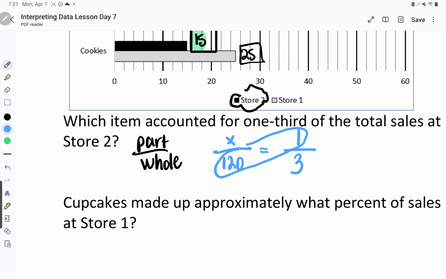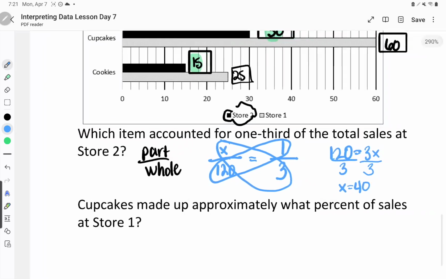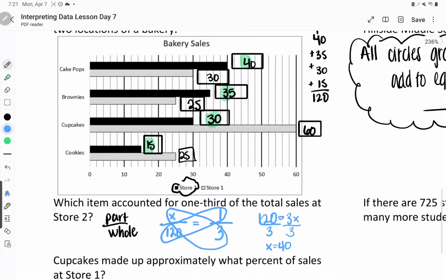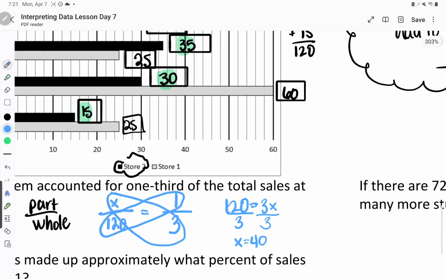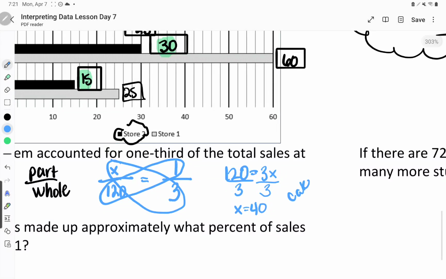Cross multiply, so we have 120 times 1, which gives us 120. And then I have 3 times x, which gives us 3x. And then I divide both sides by 3, and that gives me x equals 40. So if we look up here, what item is 40? That would be Cake Pops.